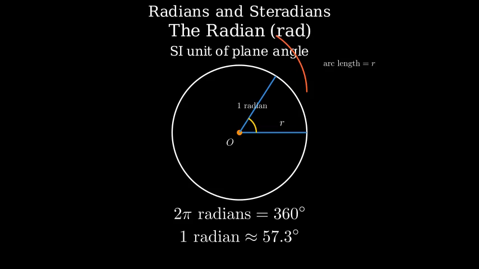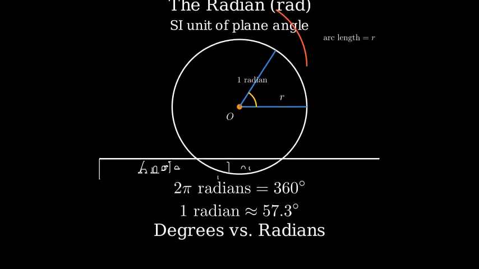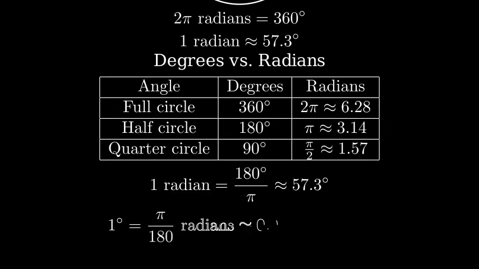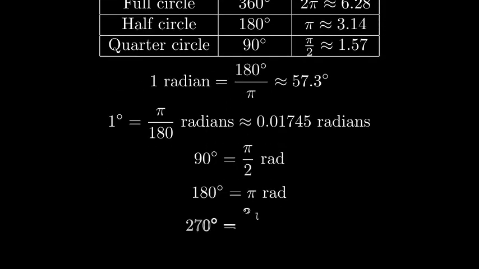Let's compare radians with the more familiar degrees. In degrees, a full circle is 360 degrees, while in radians it's 2 pi radians, or about 6.28. To convert between these units, 1 radian equals 180 divided by pi degrees, and 1 degree equals pi divided by 180 radians. Some common values to remember: 90 degrees equals pi over 2 radians, 180 degrees equals pi radians, 270 degrees equals 3 pi over 2 radians.